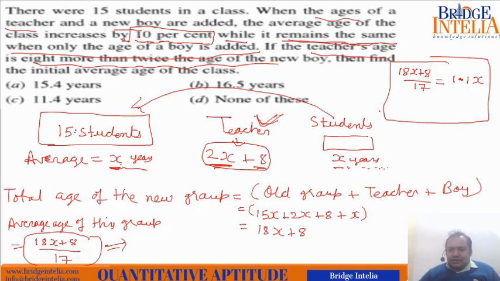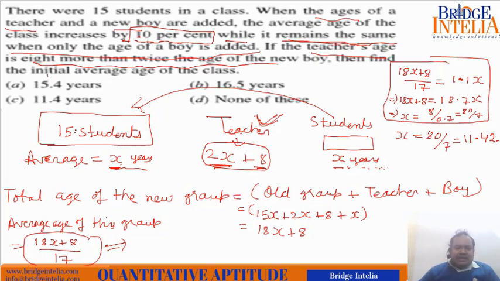So if you solve this, 18x plus 8 is equal to how much? 18.7x. So x comes out to be equal to 8 by 0.7, or 80 by 7. So x is equal to 80 by 7, which is equal to 11.4, almost, 11.42 something.